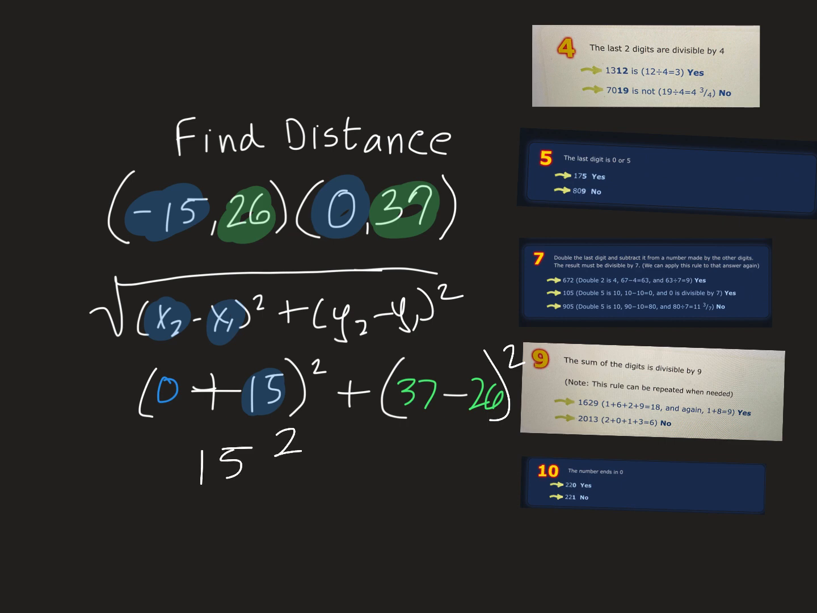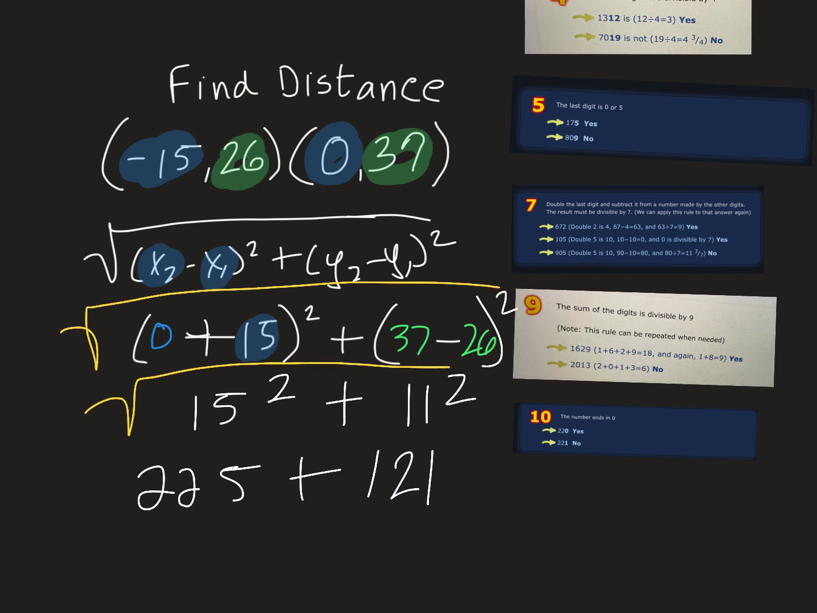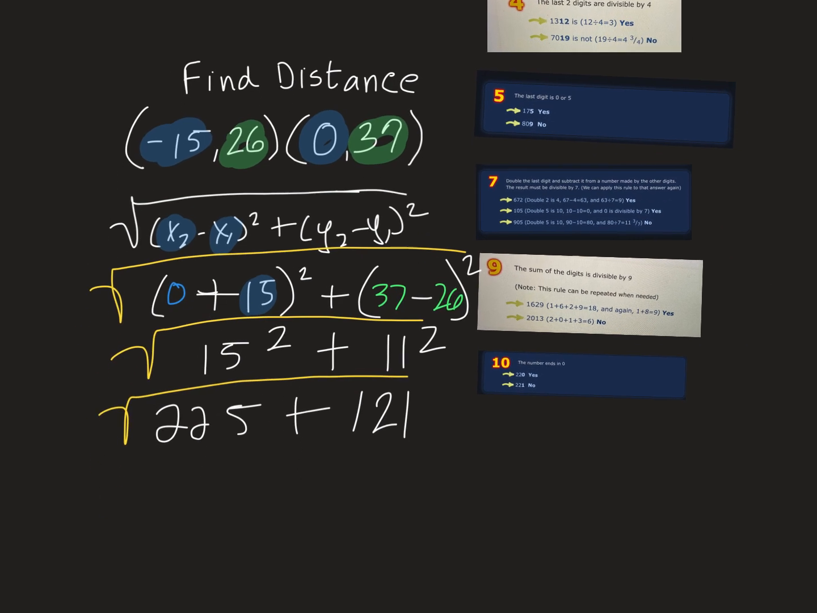Do we know what 15 squared is? That's one of our perfect squares. 225. Yay, friends. All right. And then 37 minus 26 is 11. And if I square that, we better know that one too. 121. Okay, and I haven't been bringing down my square root symbol throughout all these steps. So just keep in mind that square root should be there as well.